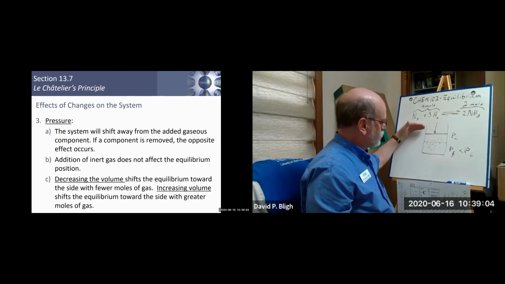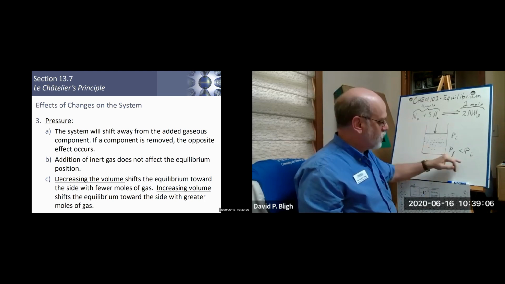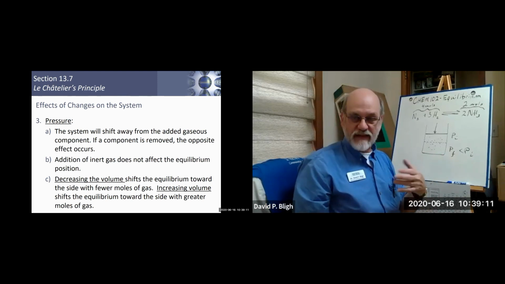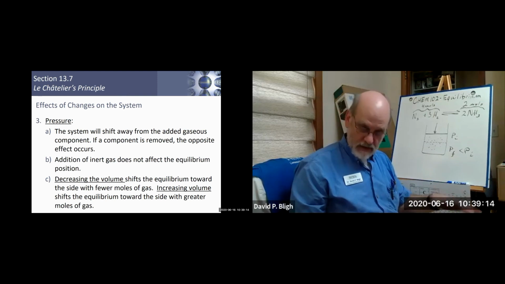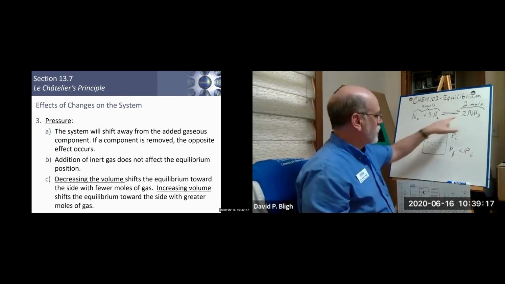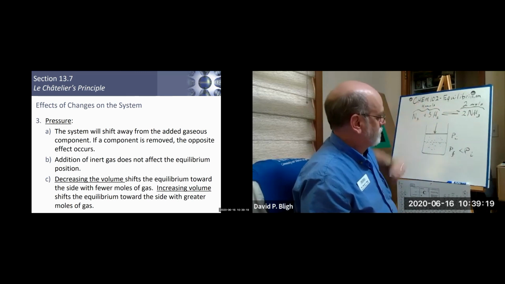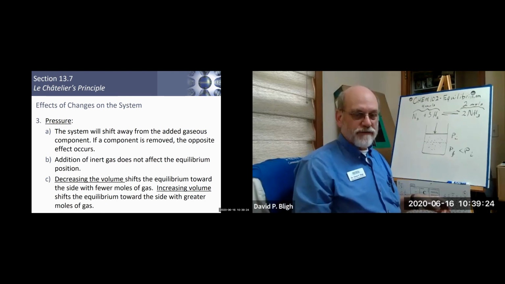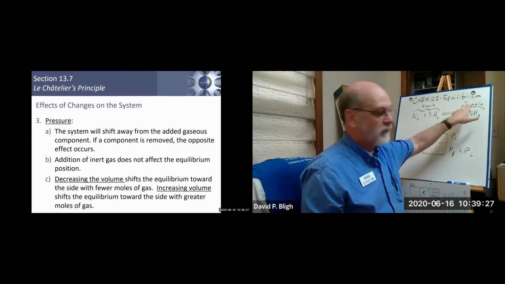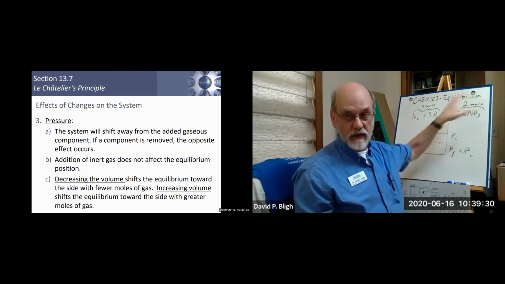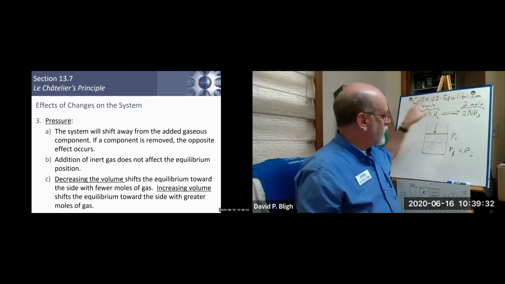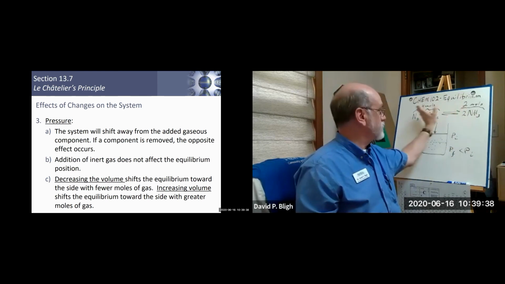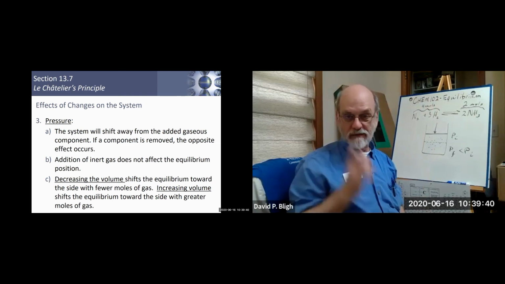Okay? Vice versa. If you go from a smaller volume to a greater volume, you are decreasing the pressure. So in order to alleviate that decrease in pressure and increase the pressure, you want to go back the other direction. So if you decrease the volume, increase the pressure, you're going to favor the smaller moles side of the reaction. If you increase the volume and decrease the pressure, you're going to favor the larger mole side of the equation. Okay?